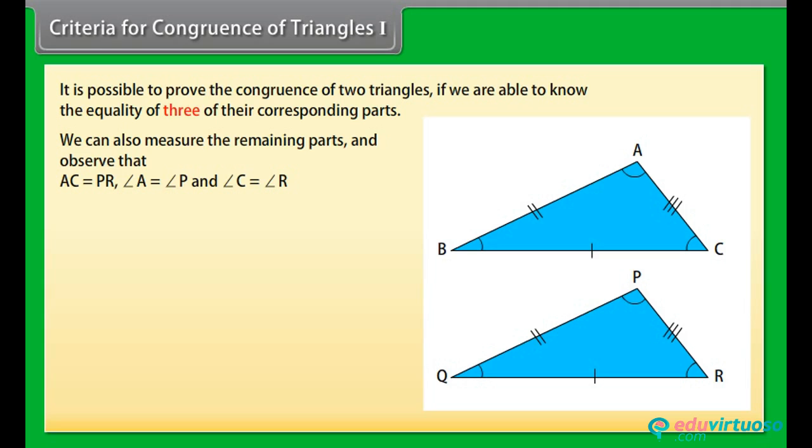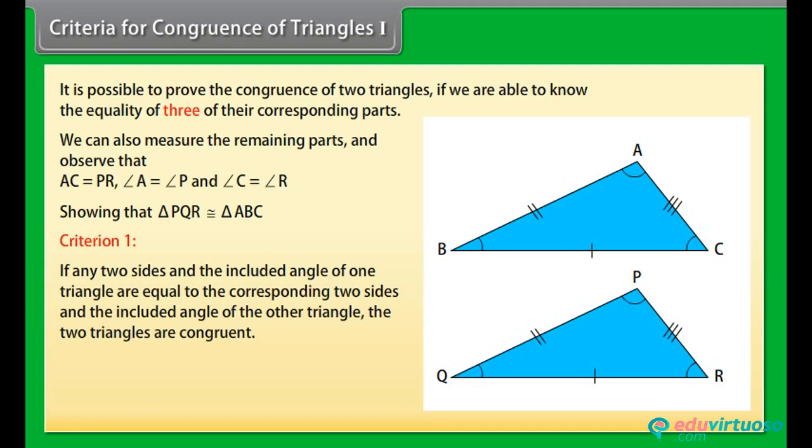Alternatively, we can also measure the remaining parts and observe that AC is equal to PR, angle A is equal to angle P, and angle C is equal to angle R, showing that triangle PQR is congruent to triangle ABC. This means that equality of these three corresponding parts results in congruent triangles. Thus we have Criterion 1. If any two sides and the included angle of one triangle are equal to the corresponding two sides and the included angle of the other triangle, the two triangles are congruent. This criterion is referred to as SAS, side angle side rule.